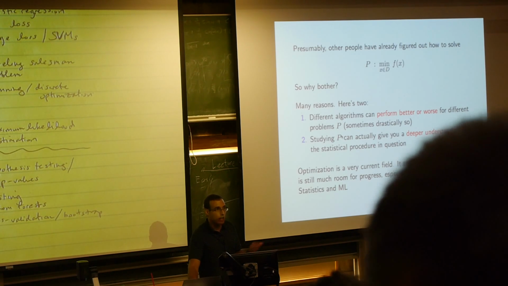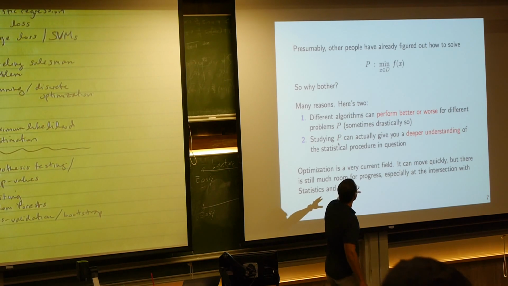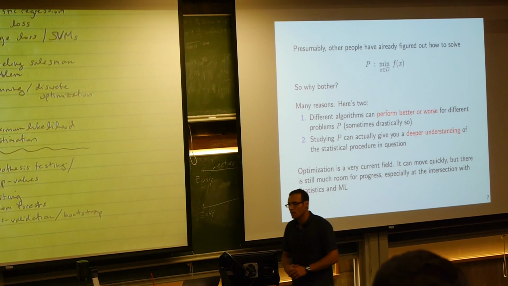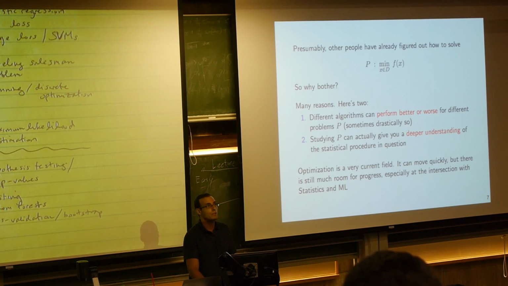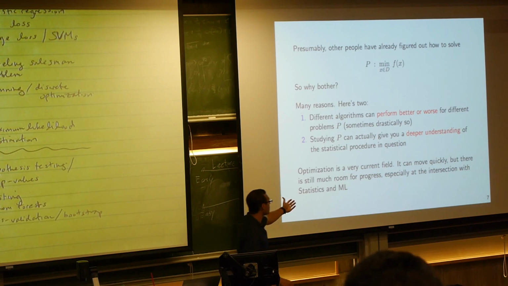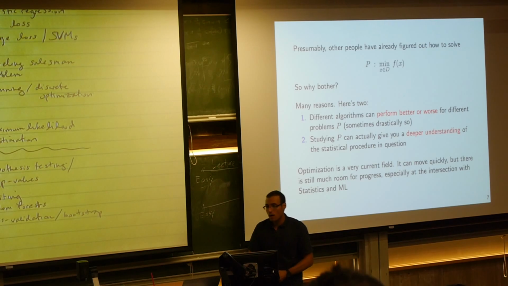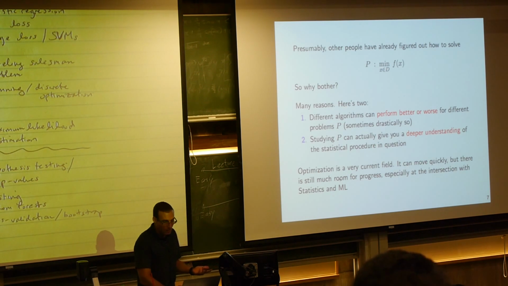And the second reason was one I already kind of touched on, which is that studying this problem can often give you a deeper understanding of the nature of the solution to your problem. If you're a statistician or a machine learning researcher, it's maybe the statistical properties of your estimate. But if you're not in these fields, you can still understand properties of the solution by understanding the gory details of the optimization problem itself.